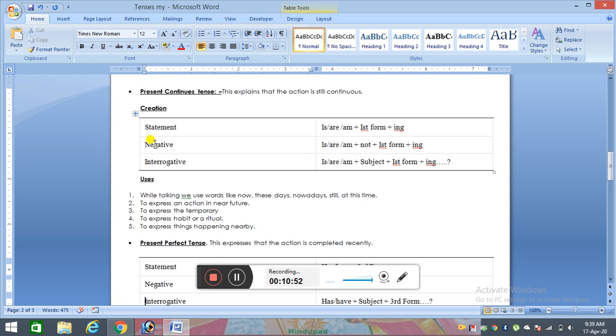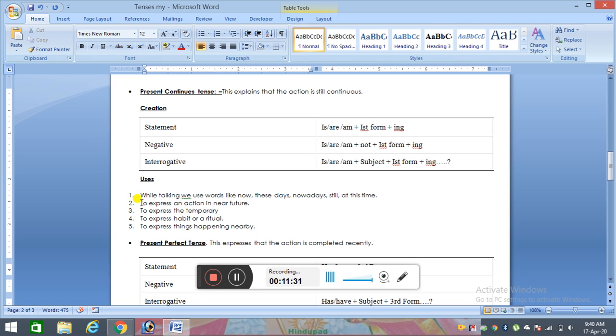So what are the uses? The ongoing action, which is happening as of now while we speak. Right. So now what are the keywords you can identify which help you to identify whether this is a present continuous tense or not? Words like now, these days, nowadays, still, at this time, all these words act like a signal to prove that, oh, this is present continuous tense.